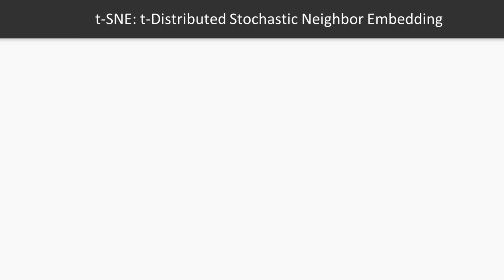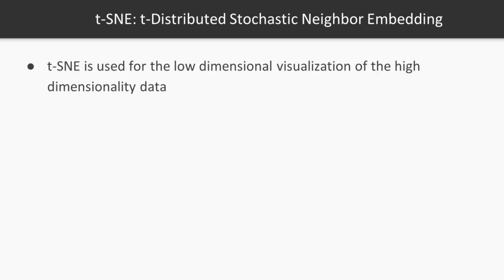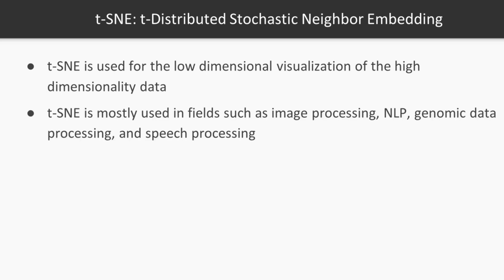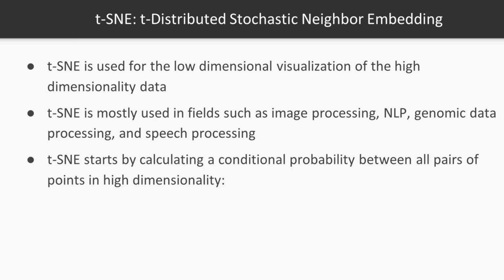T-SNE stands for T-distributed stochastic neighbor embedding. T-SNE is used for the low-dimensional visualization of high-dimensional data. It is mostly used in fields such as image processing, NLP or natural language processing, genomic data processing, and speech processing. T-SNE starts by calculating a conditional probability between all pairs of points in high dimensions.